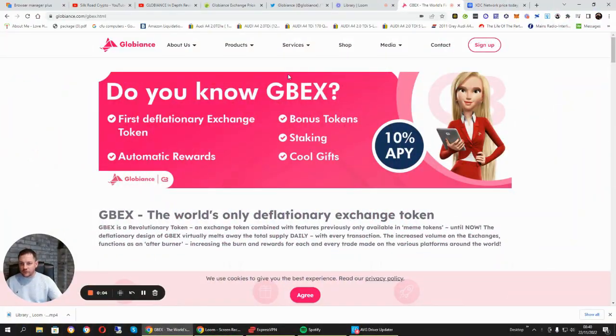Okay, so first things first, let's have a look at the website. It says, did you know GBEX is the first deflationary exchange token? So that is one massive green flag for me. Automatic rewards, and you can stake and earn 10% APY. Now, I'll get into the staking as well, because you can stake XRP, you can stake XDC, which is absolutely massive, because again, they're going to be part of the new world financial system.